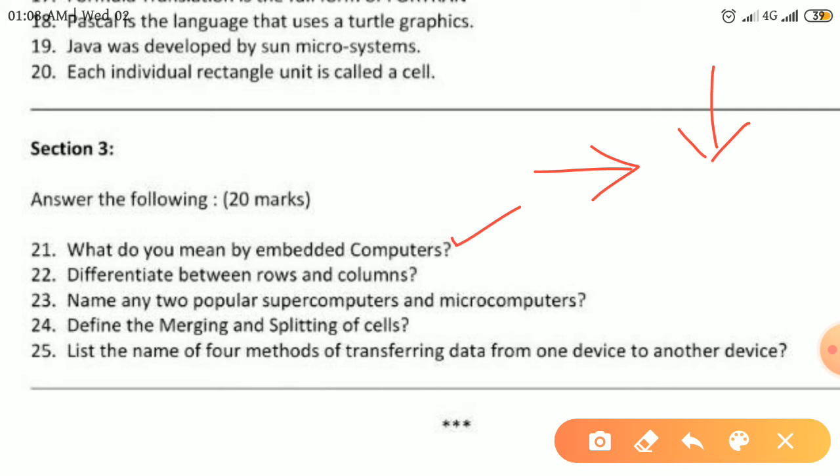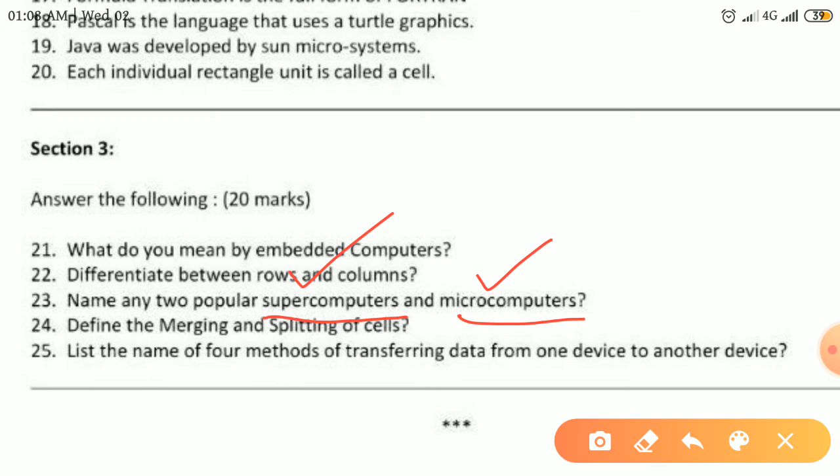For the 23rd one, name any two popular supercomputers and microcomputers. Now, two supercomputers you had to write down, two microcomputers you had to write down. Okay, most of you have written supercomputers correctly, but I don't know what happened to you, microcomputers you have not done correctly. Microcomputers are basically what? Either your desktop or your laptops or your mobile phones. These are your microcomputers. Okay.